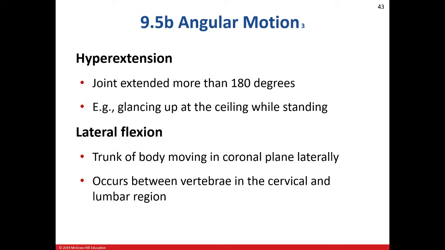Then we have hyperextension, which is where we go beyond 180 degrees. If my arm is straight, it's at 180 degrees. And then if I keep bending it backwards, I've gone beyond 180 degrees and I have hyperextended it. In some joints, like the elbow, you can injure yourself by hyperextending the joint. Other joints allow for it. The example here is glancing up at the ceiling while standing. If I have my neck straight, the angle of the neck is 180 degrees.